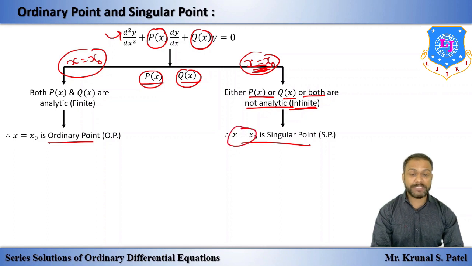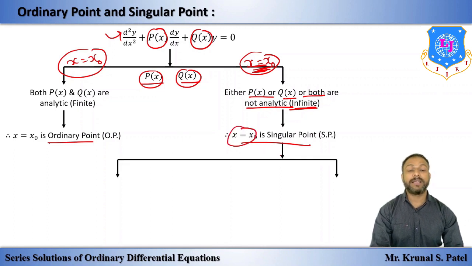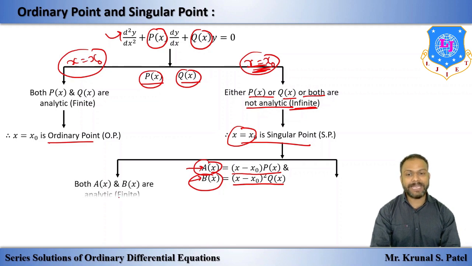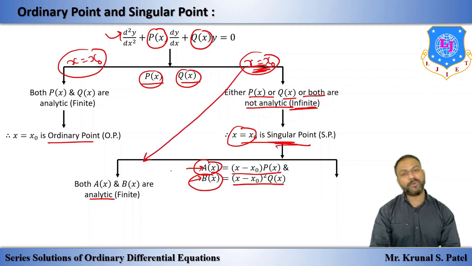Now, if this point is a singular point, we have to check whether it is regular singular or irregular singular, that means RSP or ISP. For that, we have to find these two values: x minus x0 into P of x, and x minus x0 whole square into Q of x. I just denote these by A of x and B of x. So if A of x and B of x both are finite or analytic, that means this point x is equal to x0, which is singular, now becomes a regular singular point.